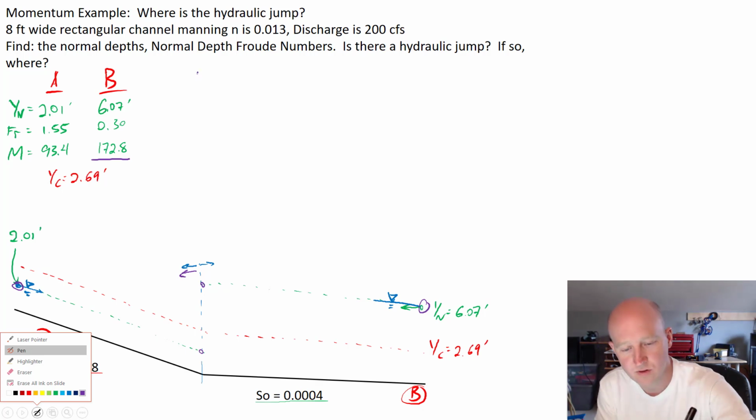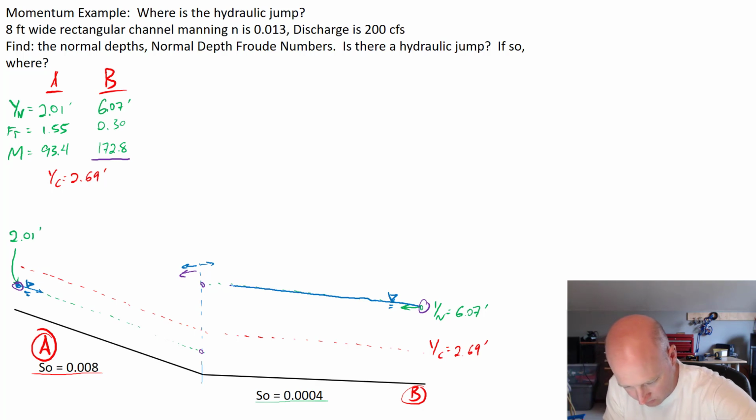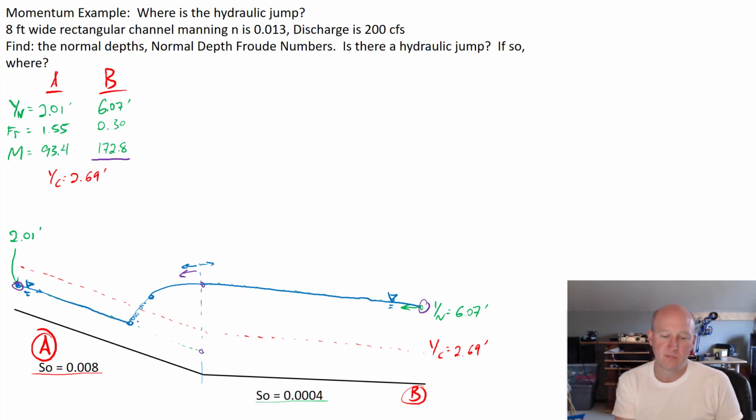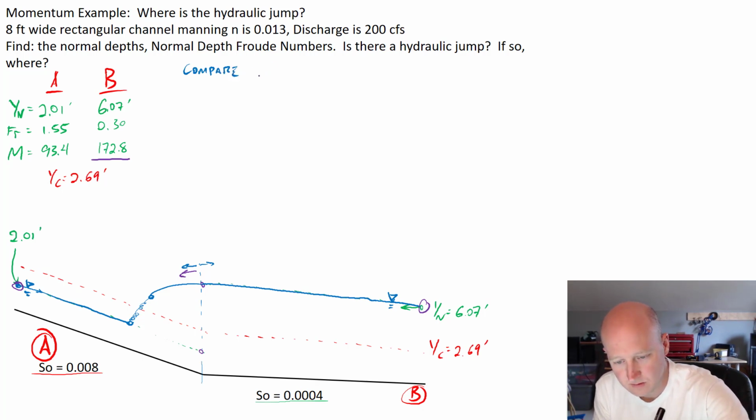Let's write it out too, so that we can see that. So we've got uniform conditions to our change in slope. And then we have an S1 curve until we get to the hydraulic jump. And then there will be a jump. And it'll be uniform conditions to that point too. And so let's write that in our notes. So we're going to compare the momentum or specific force at section A and B.